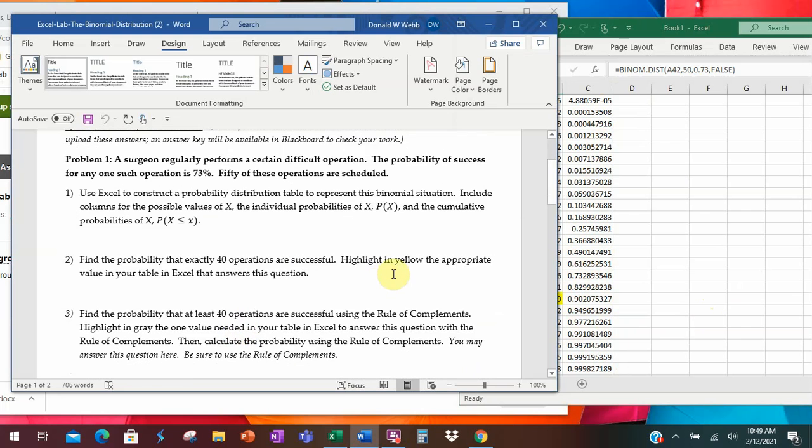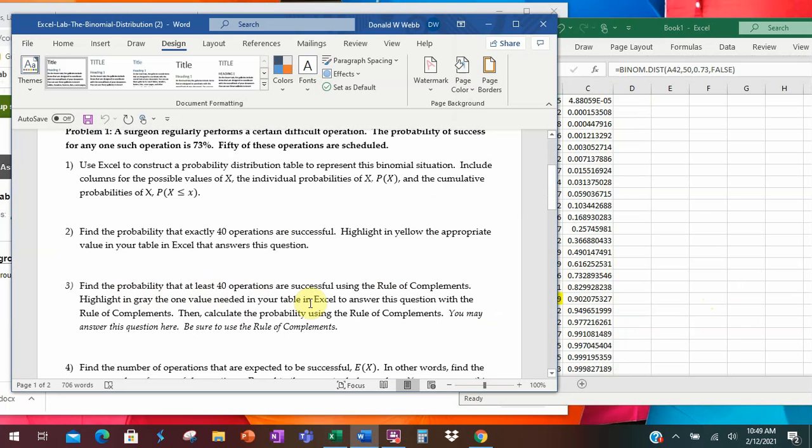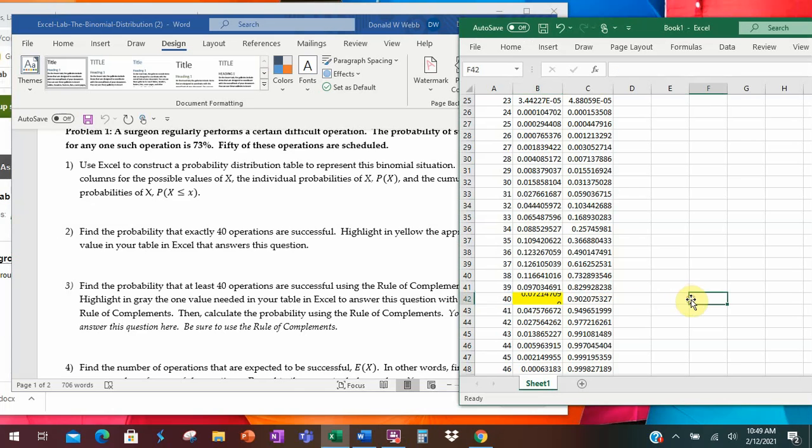And then it says find the probability that at least 40 operations are successful. Make sure that this was correct. Okay. So it says it wants to know the probability that at the very least 40 are successful. Okay. At least 40 is 40 or more. So what I really want to know is the probability x greater than or equal to 40. That's that. But it says it wants to use the rule of complements.